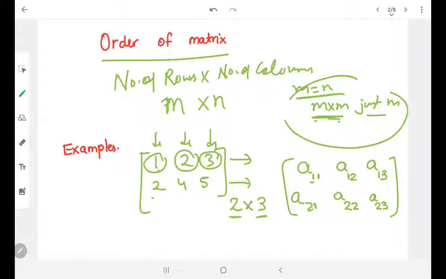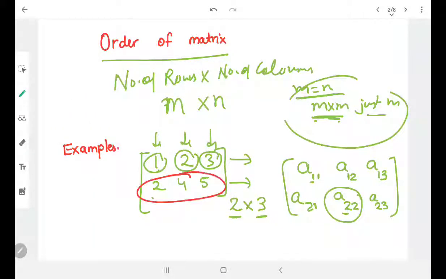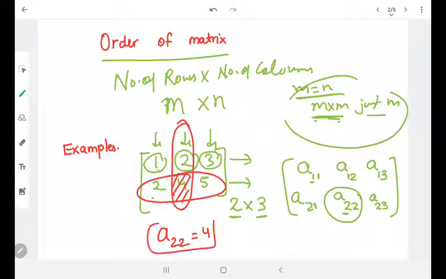Now if I have to find any element, suppose this is the element formation and I have to find a22. That means the row number is 2, so I will go to row 2. Then the column is also 2, so I will go to column 2. Whatever is the intersection element, that will be our answer. So the answer is a22 is 4.